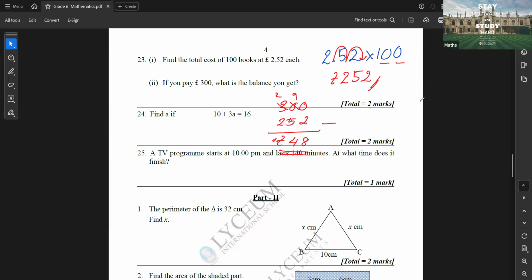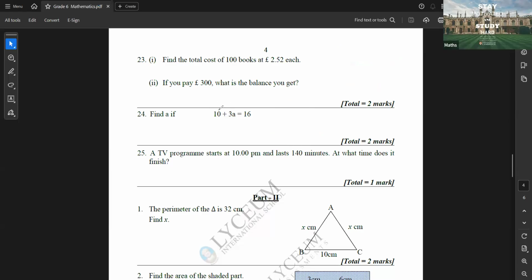Moving on. Question number 24. It is an equation. So what you have to do, you have to take this 10 to the other side, or subtract from both sides. So 3a equals 16 plus 10 goes to the other side, so 3a equals 16 minus 10, which is 6. So you divide by 3 on both sides. A equals what? 6 divided by 3 is 2. So that's the answer.